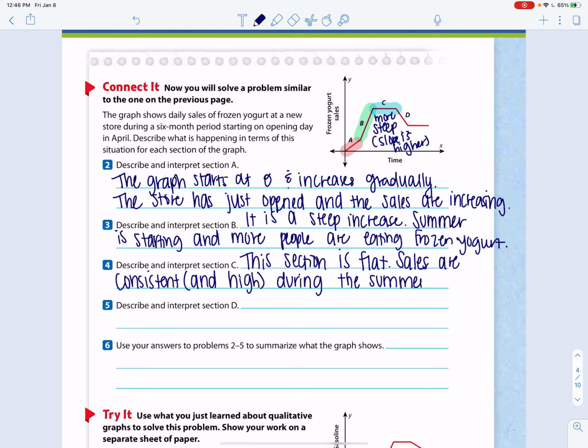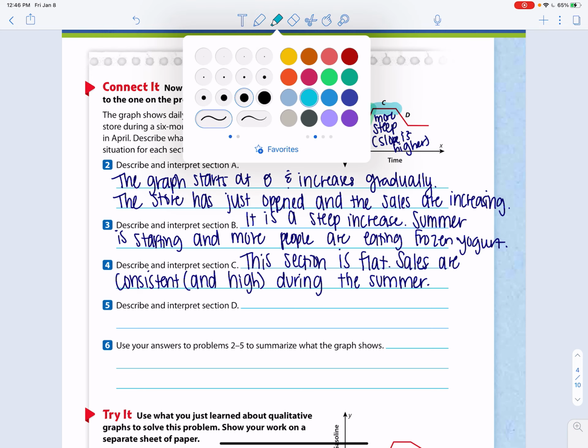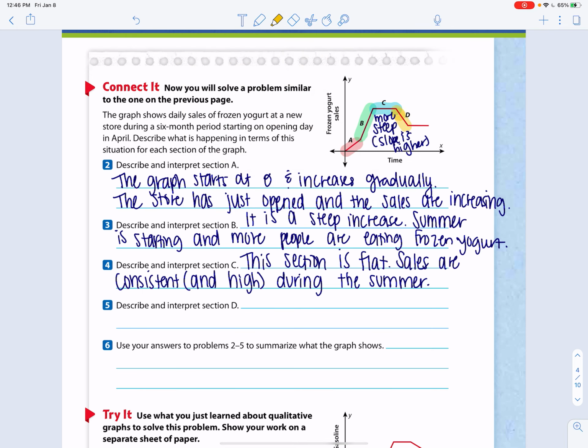Moving on to section D. Section D, we can see it goes down from C. But it's kind of like going down gradually. Like it's going down at a diagonal, not so steep as section B, but it is going down. Okay, it doesn't go as low as where section A started, but it is going down. All right. So we can of course say that there is a decrease. So this part shows a decrease.